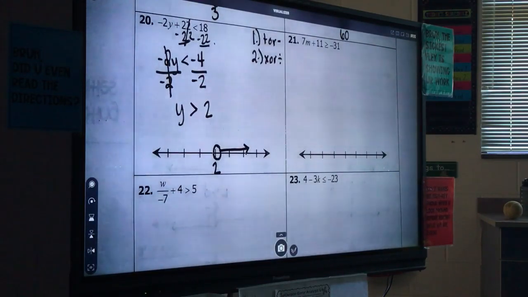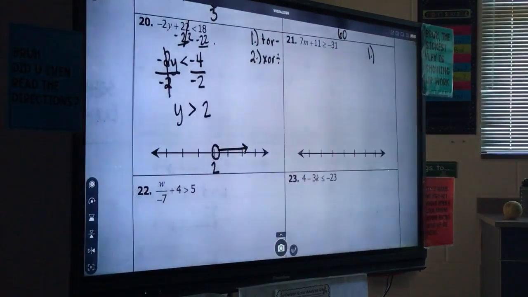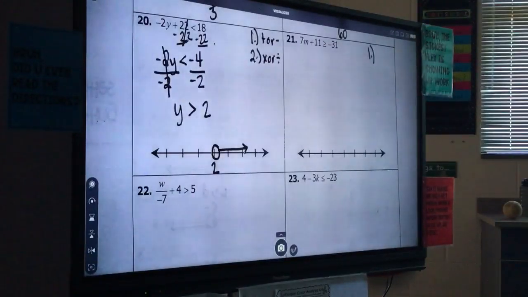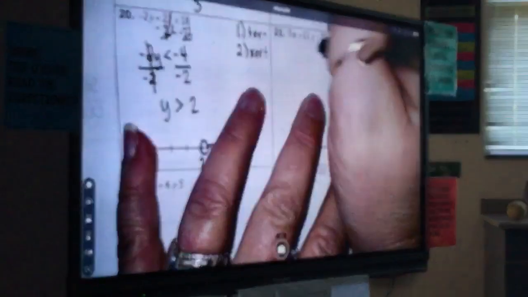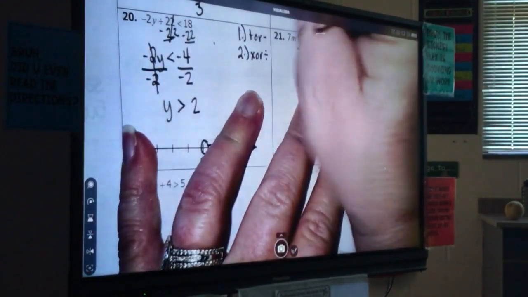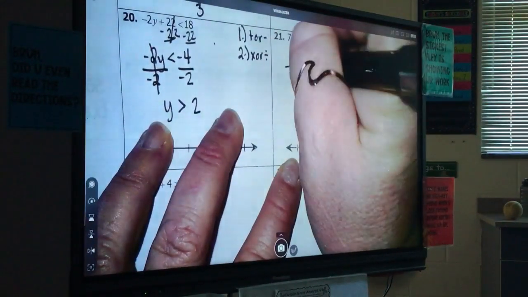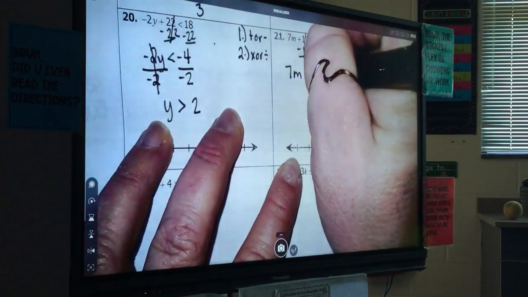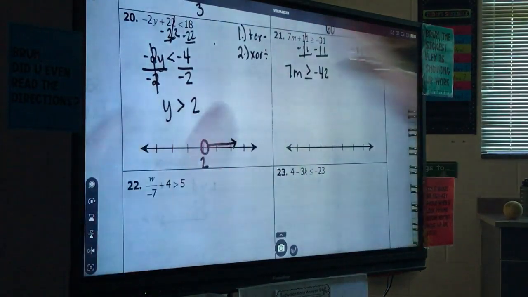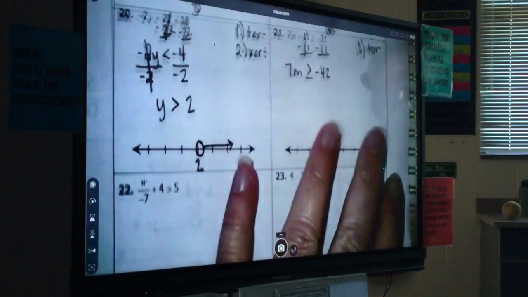All right. What do we do first? Y'all separate if you can't sit together. What do we do first? So 7m is greater than or equal to -42. Okay, then what do we do? Cam, what are we looking for next?